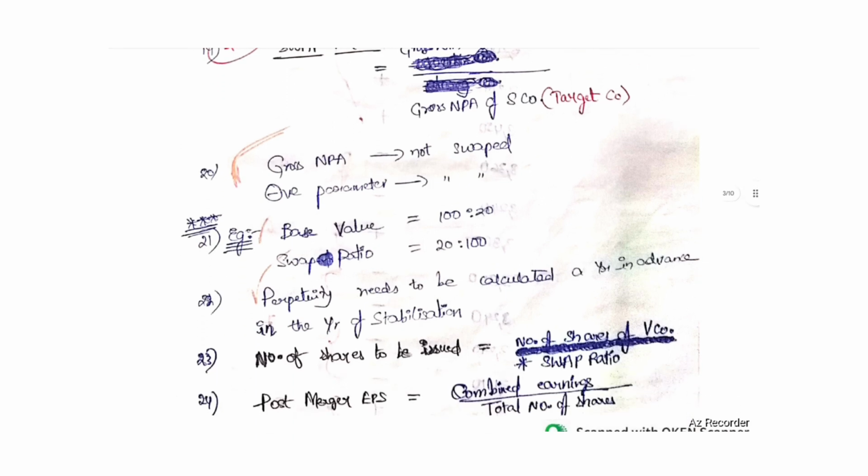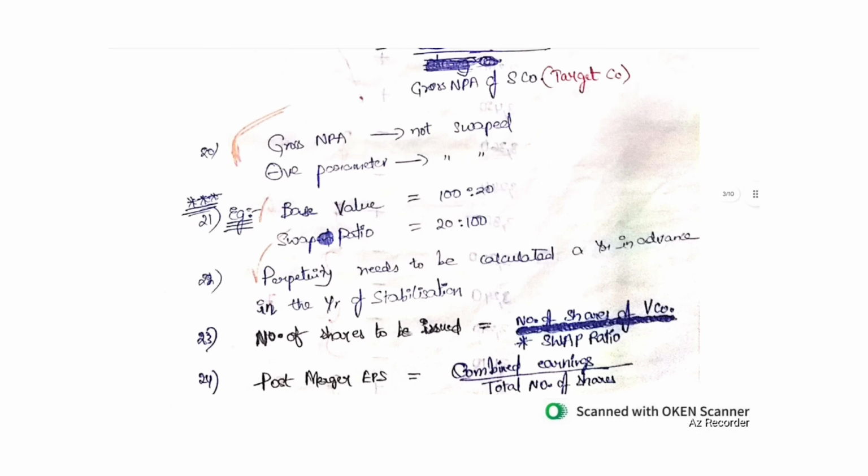What is meant by swap? Consider a base value 100:20, swap ratio will be 20:100. In case of negative parameter, swap ratio will be 100:20 only. Next, perpetuity needs to be calculated a year in advance, in the year of stabilization. Number of shares to be issued equals number of shares of vendor company or selling company into swap ratio.